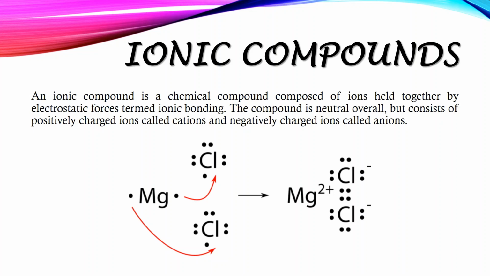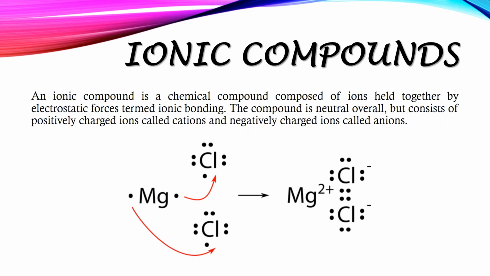Ionic compounds. An ionic compound is a chemical compound composed of ions held together by electrostatic forces termed ionic bonding. The compound is neutral overall but consists of positively charged ions called cations and negatively charged ions called anions.